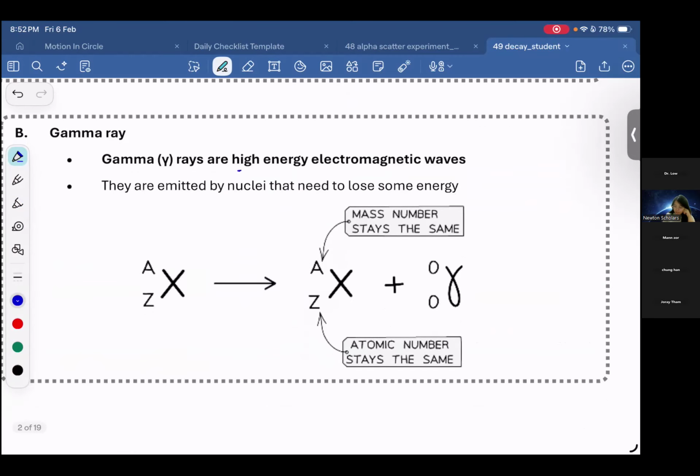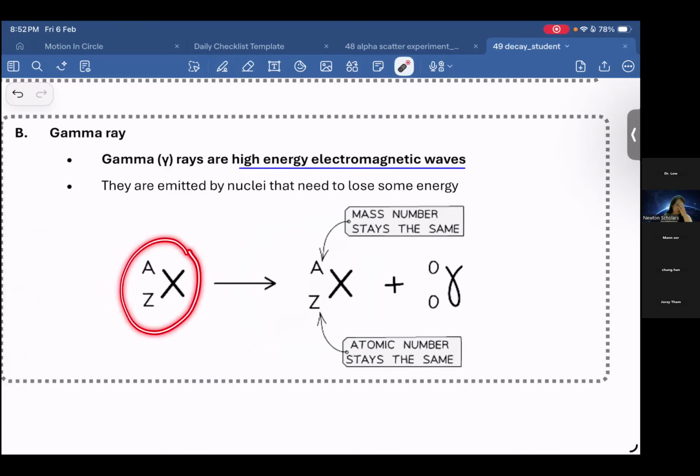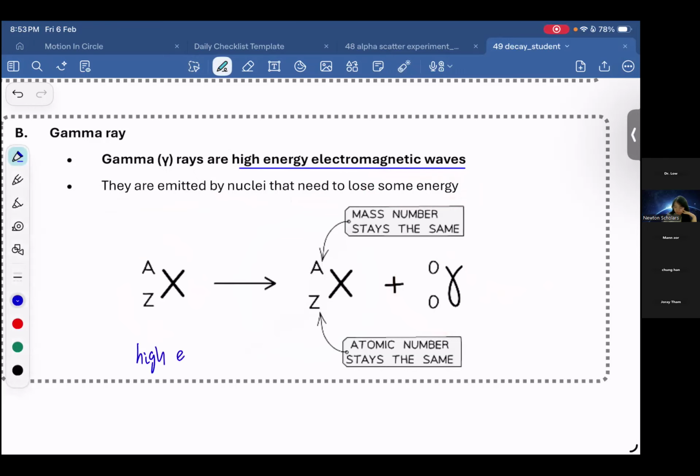Gamma actually is a high energy electromagnetic wave. Just now, we mentioned that gamma has no charge, no mass. So actually they also don't have a proton number and neutron number. Gamma is emitted when the atom, maybe after decay, is still at high energy, so it tries to make itself stable and releases some energy. So they are emitted by nuclei that need to lose some energy.